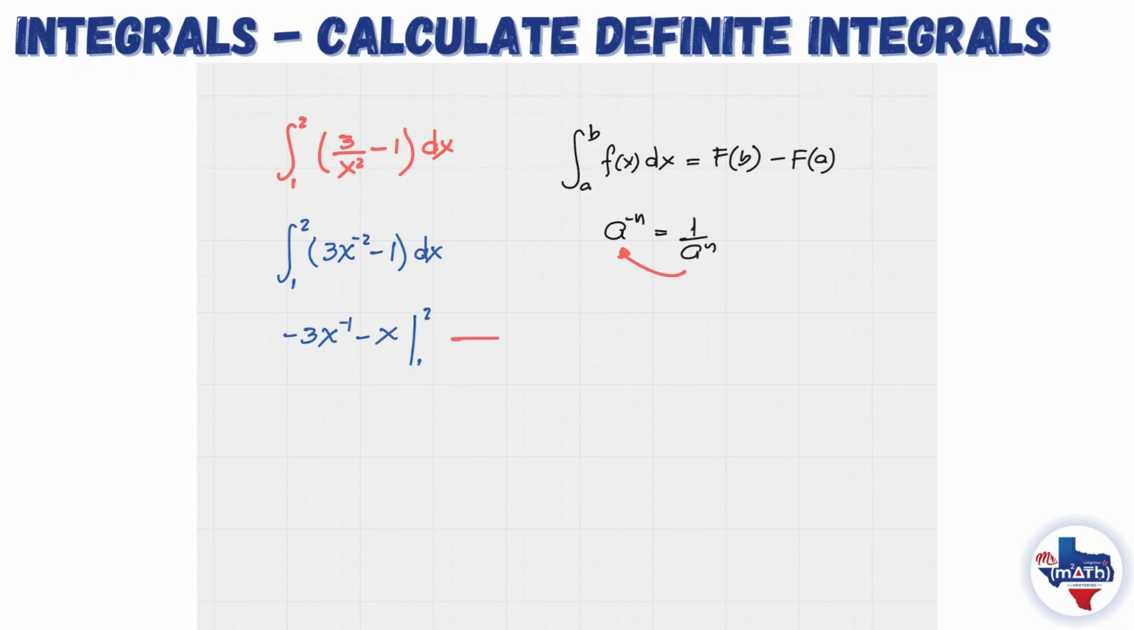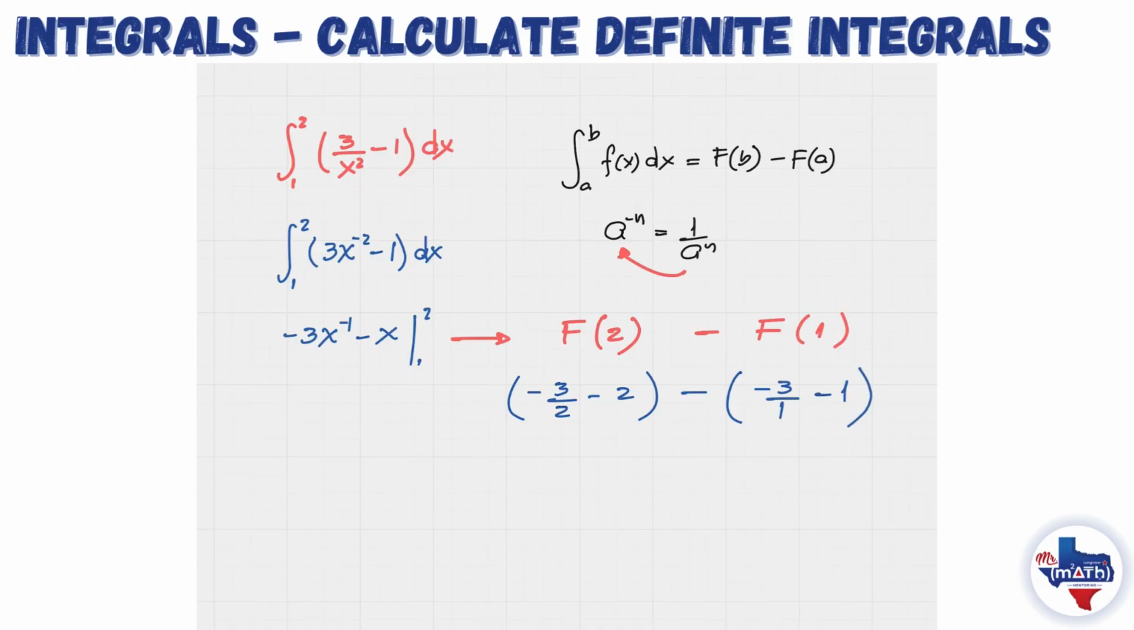Okay, what do we need to do now? We need to evaluate the function at 2 and then subtract the function evaluated at 1. Okay, we'll have negative 3, in this case, over x, will be over 2, minus 2, minus, and then we'll have negative 3 over 1 minus 1.